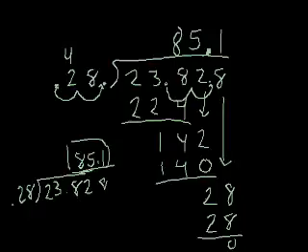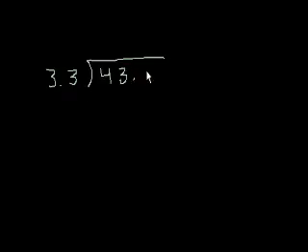Let's do another problem. Let's do 3.3 goes into 43.23. That's a 3. So first thing we want to do is move the decimal. We just have to move it one space here. So we move it one space here as well. Put the decimal right up here. And now it's just a level 4 division problem.